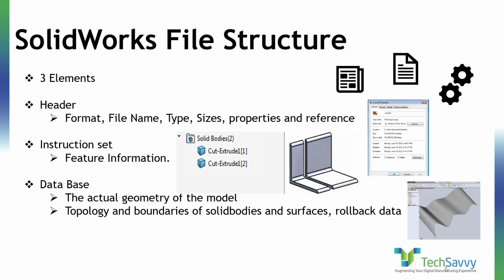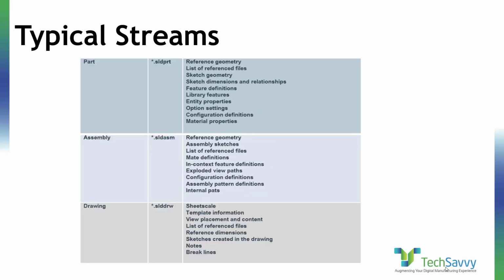So basically this is the SolidWorks file structure: there are three elements, and in those elements there are also headers, an instruction set, and a database. Now moving to the typical streams, like part, assembly and drawing, the three elements.